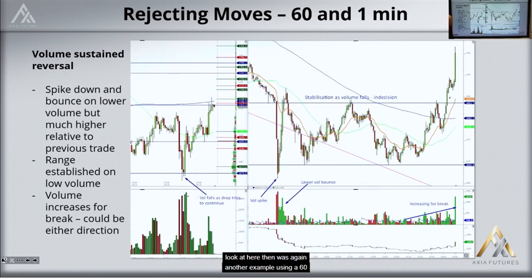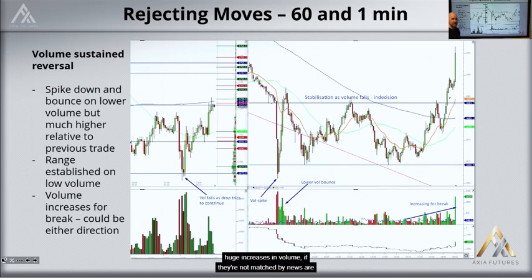So what we're going to go and have a little look at here then is, again, another example using a 60-minute and a 1-minute candle. On the 60-minute chart, volume on the whole is reasonably high, but note where the volume is higher. It is higher on the green reversal candles, not the red candles on the way down. And again, you see a similar type story. Big spike in volume on the way down and almost instant again.